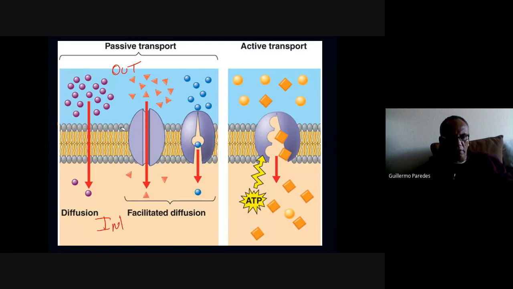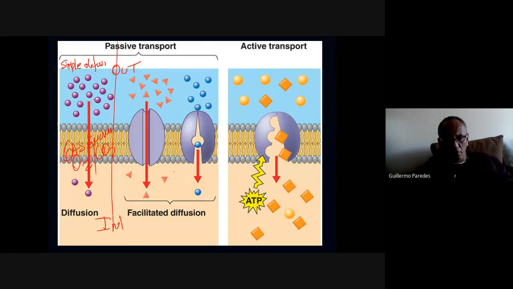Let's start with the simple diffusion. If you see here, the number of molecules is higher here than here. So we have high concentration outside and low concentration inside. The molecules are so tiny, so small, they can pass between the phospholipids. So that means that they don't need energy. They are going to pass through the phospholipids. And that is the simple diffusion. That is the gas exchange. Gas exchange of what? Oxygen and carbon dioxide.